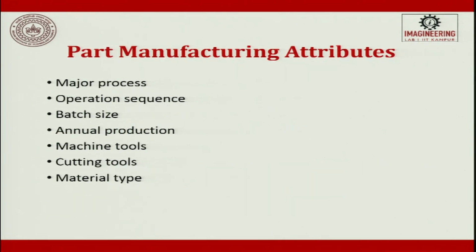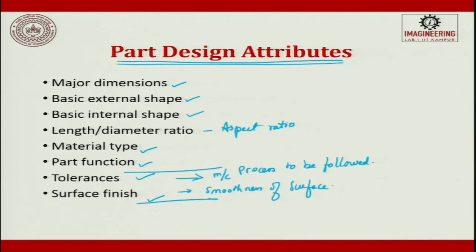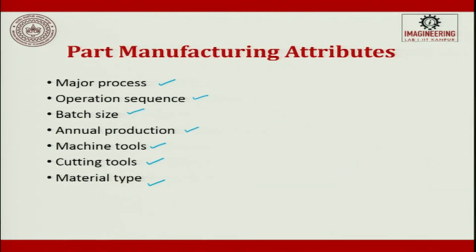If we want to look at manufacturing attributes, they are major process, operation sequence, batch size, annual production, machine tool, cutting tool and material type. You see, material type is common for both, but this is how a part is classified looking into the manufacturing attributes. First we saw the part design attribute, now we saw the manufacturing attribute.